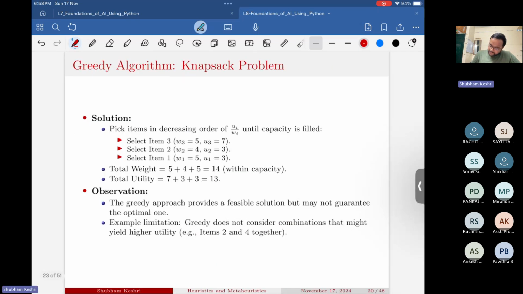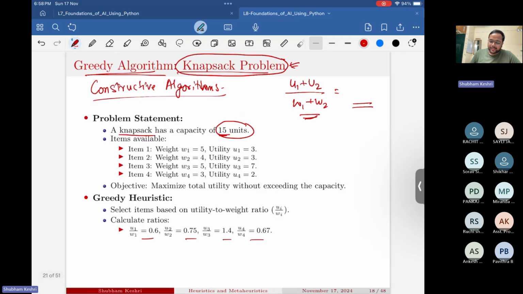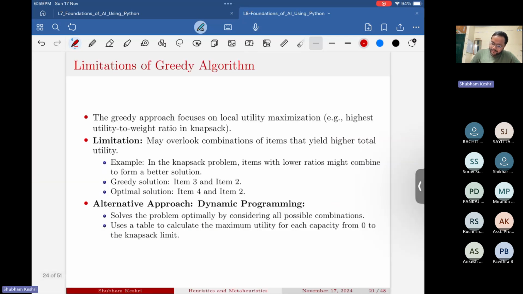So this is what I have shown you. I guess this number I have not written correctly. You can just check, I guess this is becoming 13. I don't know why I got 12, so this may be incorrect, but the logic which I told you is correct. The greedy approach provides a feasible solution, but does not guarantee the optimal one. Limitation: the greedy approach does not consider combinations that might yield higher utility. Okay, so again I am writing the same thing.